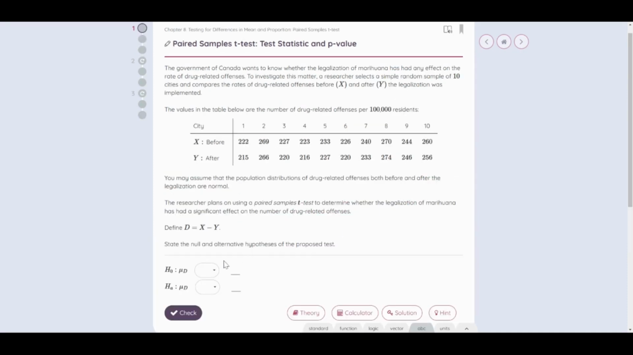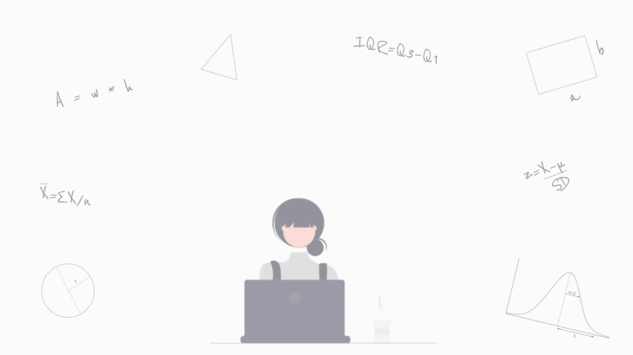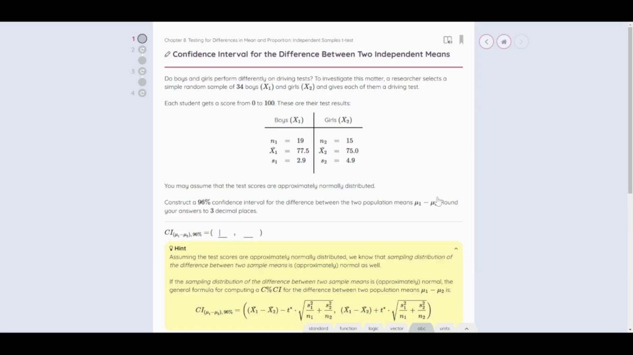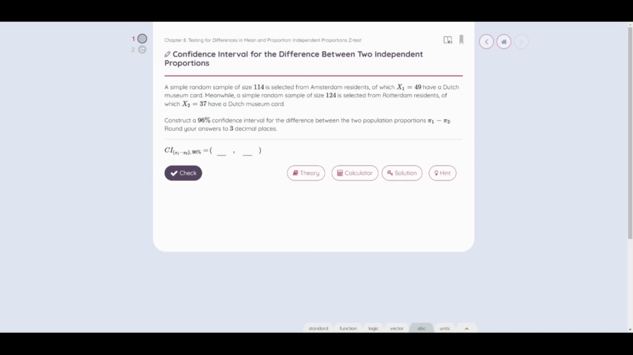In this example, students are given a situation where a paired samples t-test is used, and they have to state the null and alternative hypothesis. Then we cover testing for a mean difference. Here students have to calculate the confidence interval for the difference between 2 independent means. And in this example, they calculate the confidence interval between 2 independent proportions.